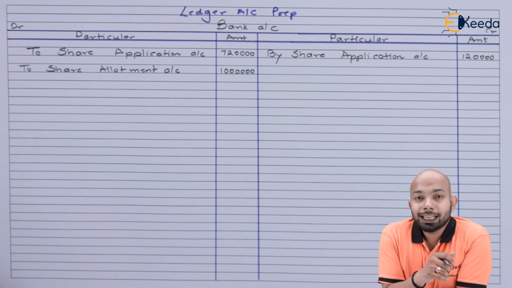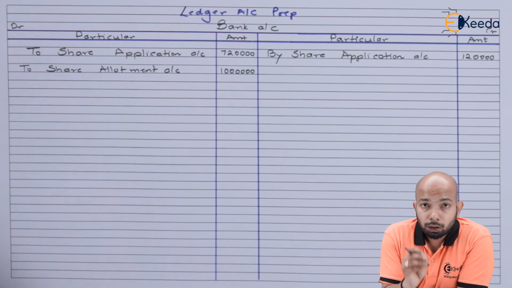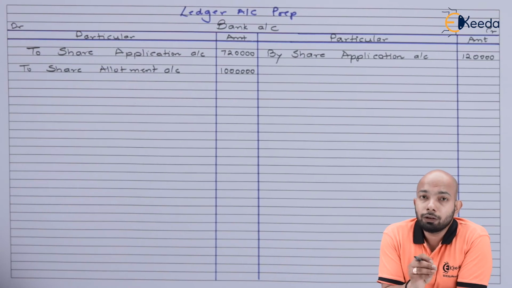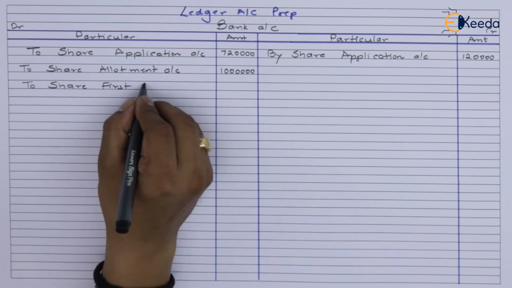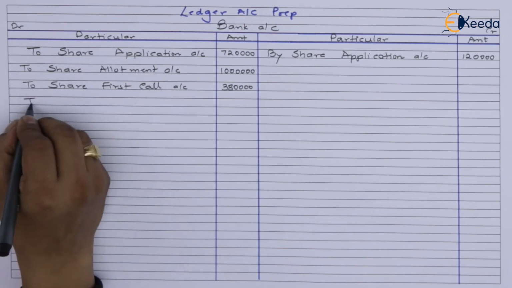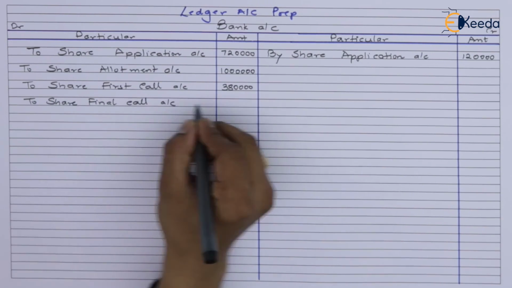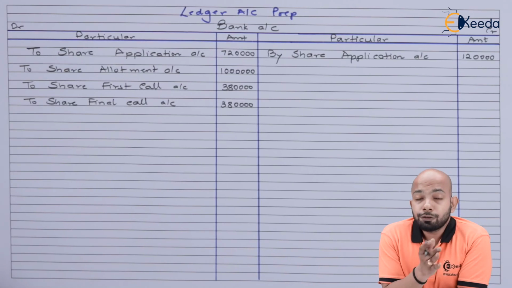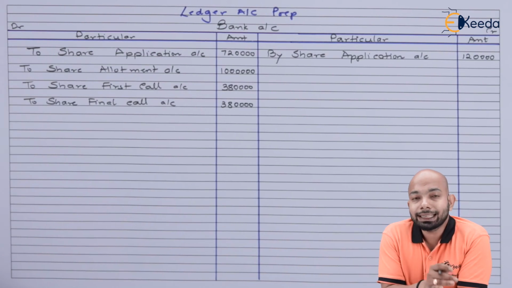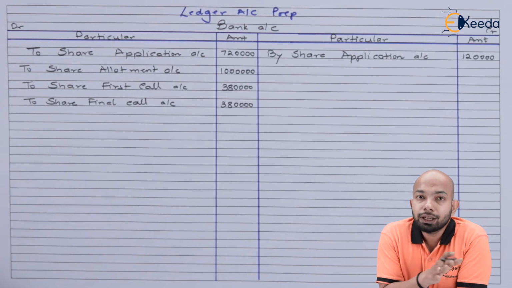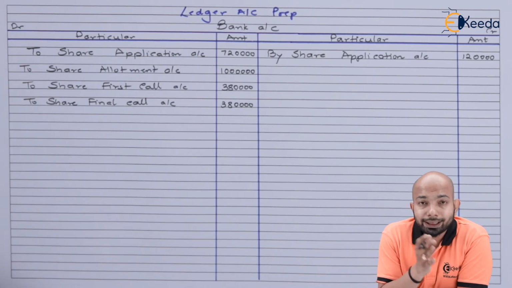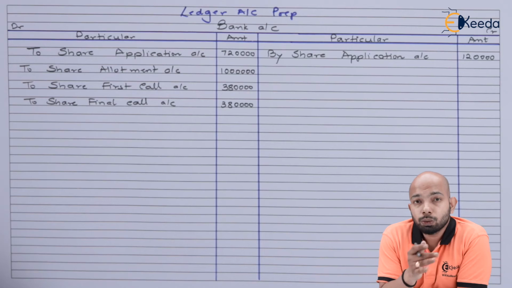Now, the allotment money has been mentioned as 10 lakh. This includes the allotment capital as well as the premium of 4 lakh rupees. Now, the next one will be share first call. So, share first call and share final call 3,80,000 has been mentioned. After this, we had reissue of shares which was done. Only in that entry, we have bank debit. So, we'll mention that also.